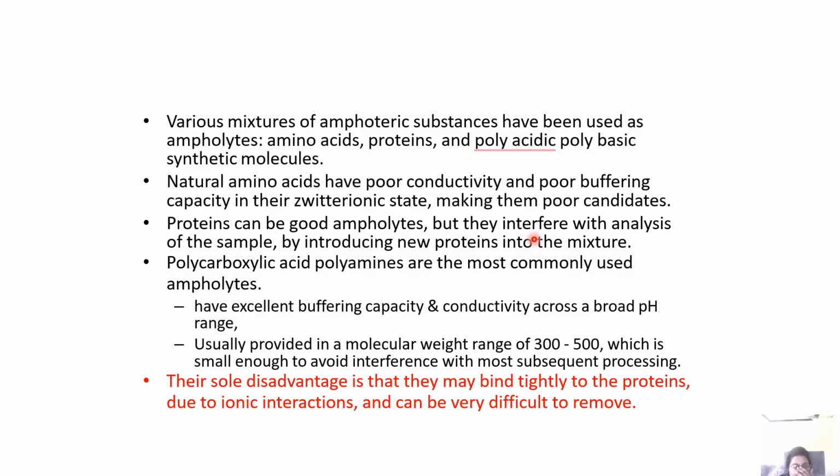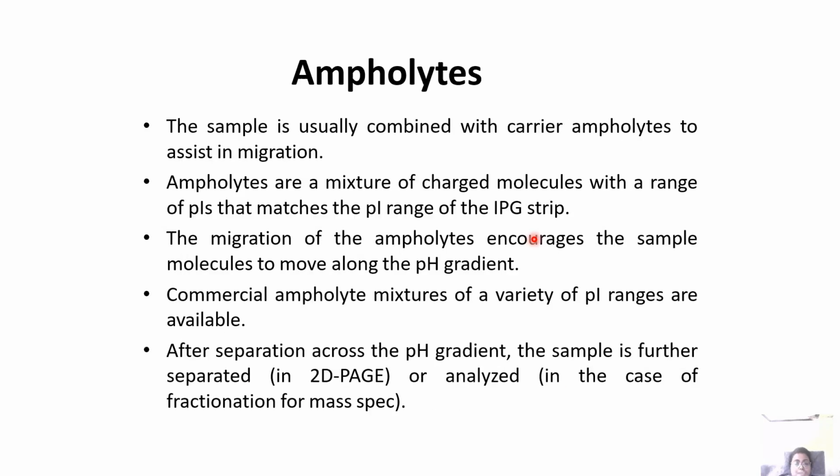The disadvantage is that they may bind tightly to the proteins due to ionic interactions and can be very difficult to remove. So the sample is usually combined with carrier ampholytes to assist in migration. Ampholytes are a mixture of charged molecules with a range of pIs that matches the pI range of the IPG strip. The migration of the ampholytes encourages the sample molecules to move along the pH gradient. Commercial ampholyte mixtures of a variety of pI ranges are available.